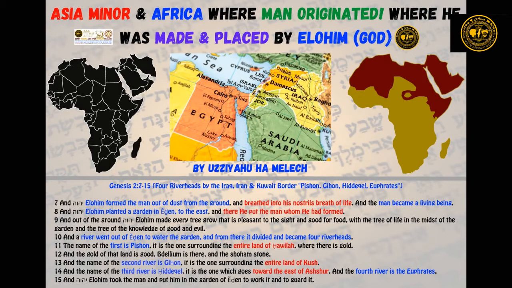Genesis chapter 2, verse 7. And Yahweh Elohim formed the man out of the dust from the ground and breathed into his nostrils breath of life. And the man became a living being. And Yahweh Elohim planted a garden in Eden to the east. And there he put the man whom he had formed. Right? So, look, this is east. This is east, right? Now check this out.